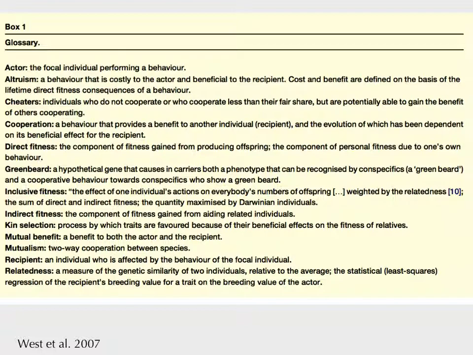Cheaters sometimes will cooperate less than their fair share. Okay, cooperation, behavior that benefits another recipient. Direct fitness, so how we normally calculate fitness, right? How many offspring you have that survive to reproduce. Indirect fitness, fitness comes from related individuals, right? If your sister has kids, those kids have some of your genes, right? So if they do well, then some of your genes are passed on. Okay. Kin selection, the process by which traits are favored based on helping your kin because of this inclusive fitness thing. Okay. And recipient, the one that was acted upon. Okay.